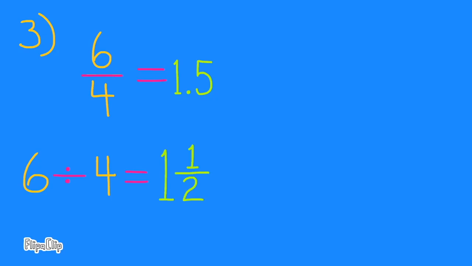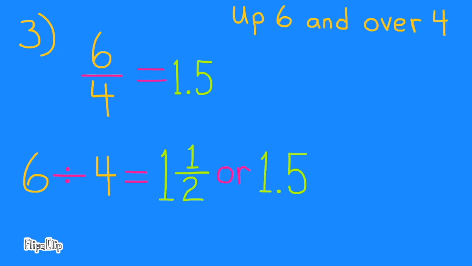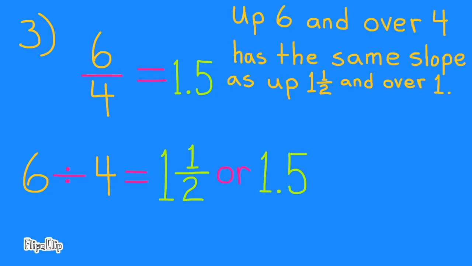Problem number 3. Consider the graphed line. Mai uses triangle A and says the slope of this line is 6 over 4. Elena uses triangle B and says no, the slope of this line is 1.5. Do you agree with either of them? Explain. Well, as you can see here, they're both correct because 6 over 4, or 6 divided by 4, is 1.5.